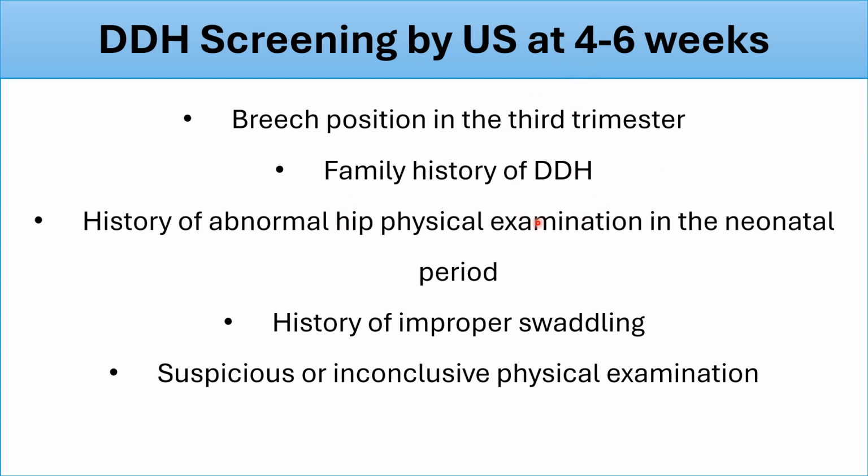Family history of DDH, also order, and if your exam is still negative, order ultrasound at 4 weeks. History of abnormal hip physical examination in the neonatal period. History of improper swaddling, you can order at 4 weeks, also if your exam is still negative. Suspicious or inconclusive physical examination: if you are not sure about the physical examination, you can also order ultrasound at 4 weeks.